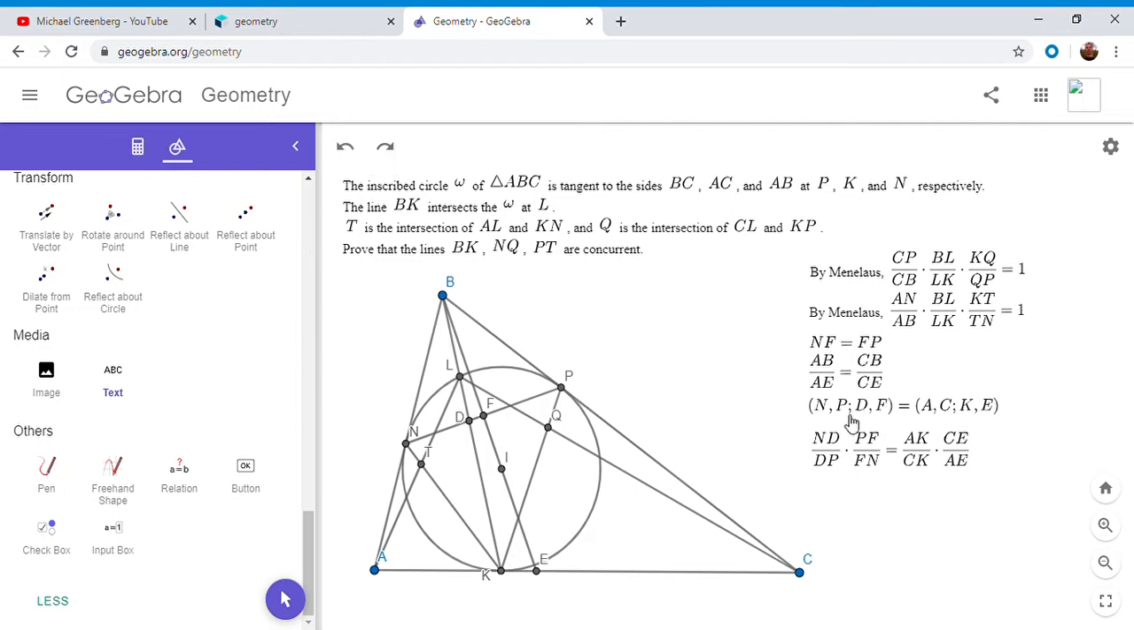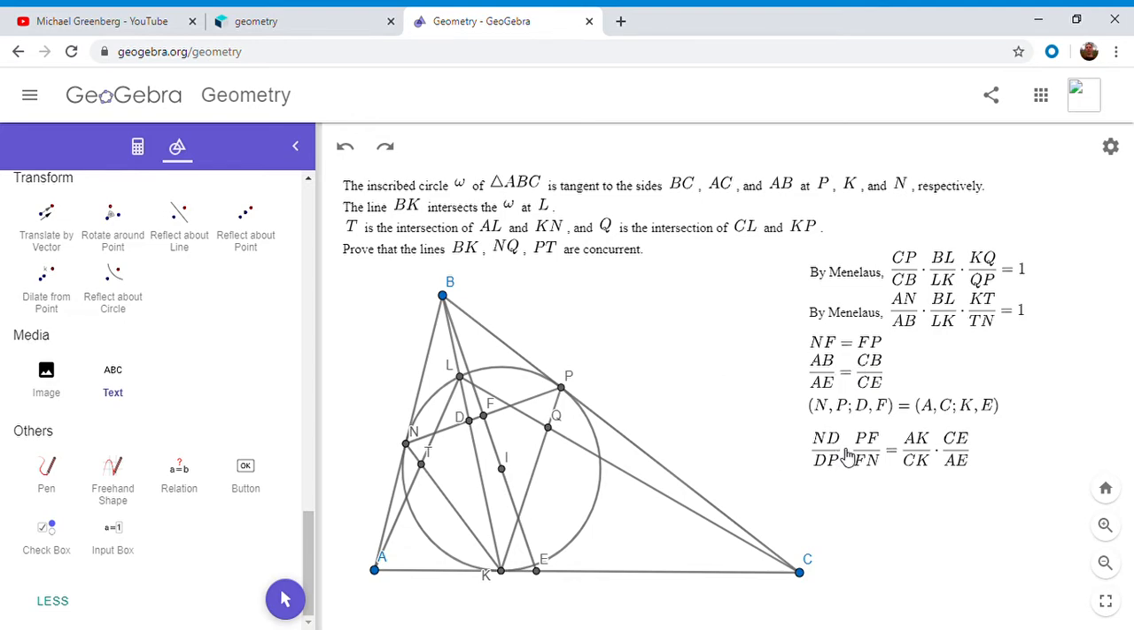So if you work it out and do the same thing with both these cross ratios, you get this is ND over DP times PF over FN, and this one is AK over CK times CE over AE. Okay, and a lot of things here would simplify because we know that NF is FP, so this fraction here is just 1, and by the angle bisector theorem, AE over CE from this equation is AB over BC. So I'm not even going to do all the cancellation now. I'm just going to leave all the algebra to one step at the end.